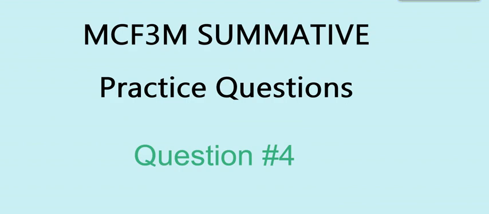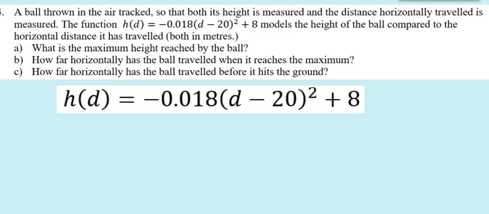This video is for grade 11 students who are working on the year-end summative. From the practice questions, it's question number 4. The question says, a ball is thrown in the air, tracked, so that both its height is measured and the distance horizontally traveled is measured. The function, so here's the function equation, models the height of the ball compared to the horizontal distance it has traveled. Both are in meters. And then there's a number of questions I have to answer.